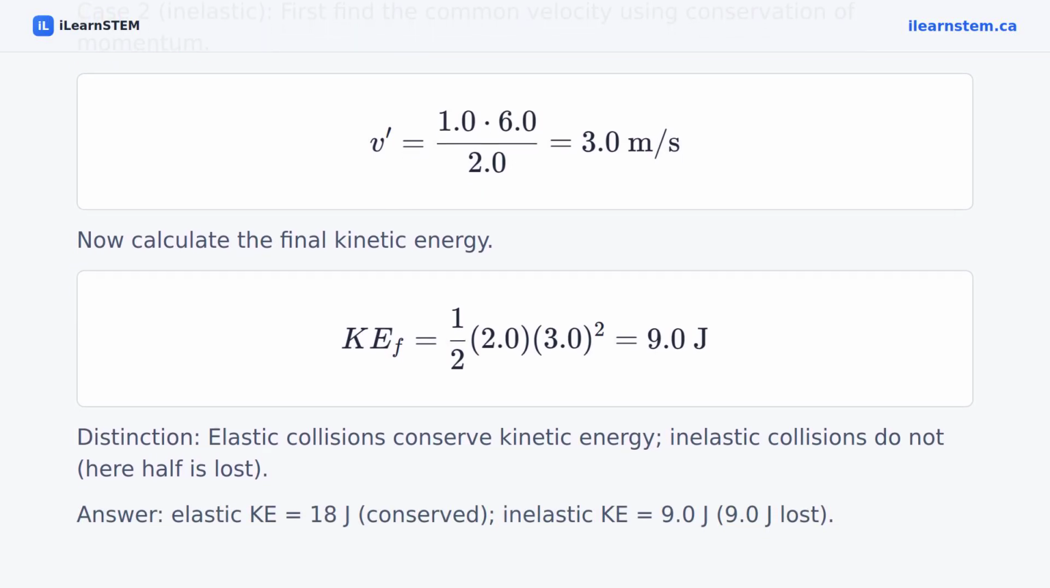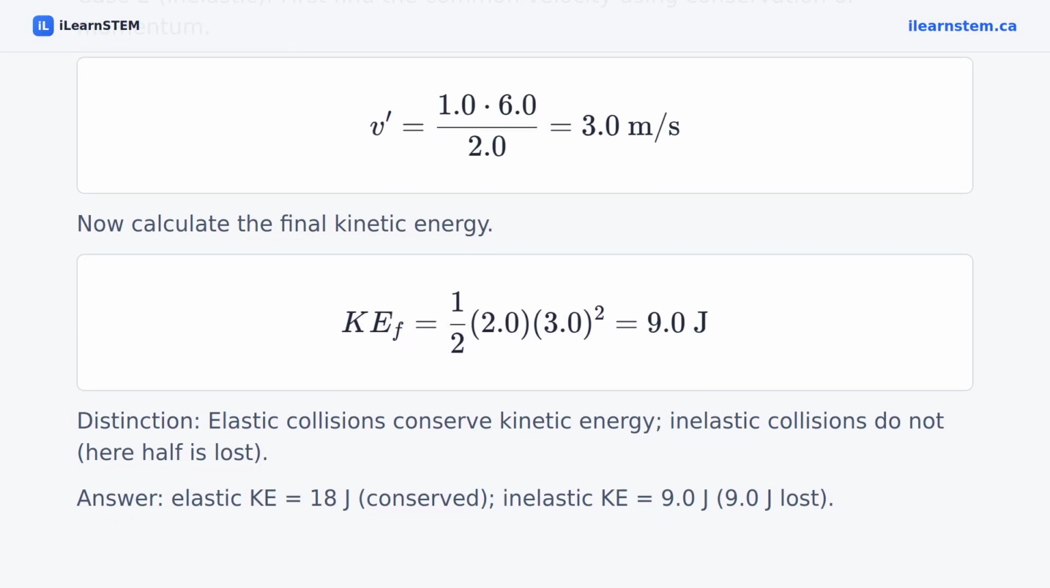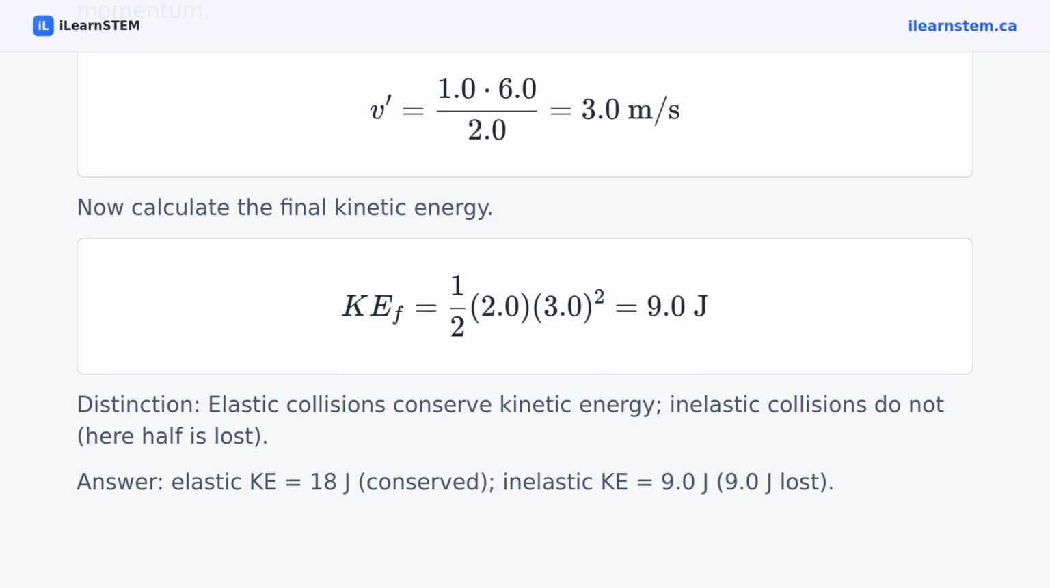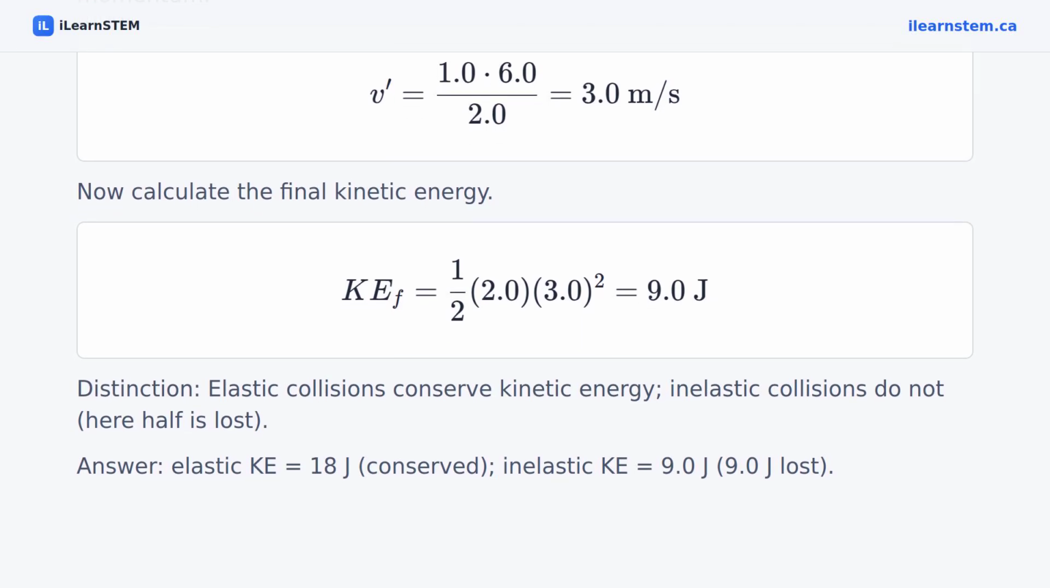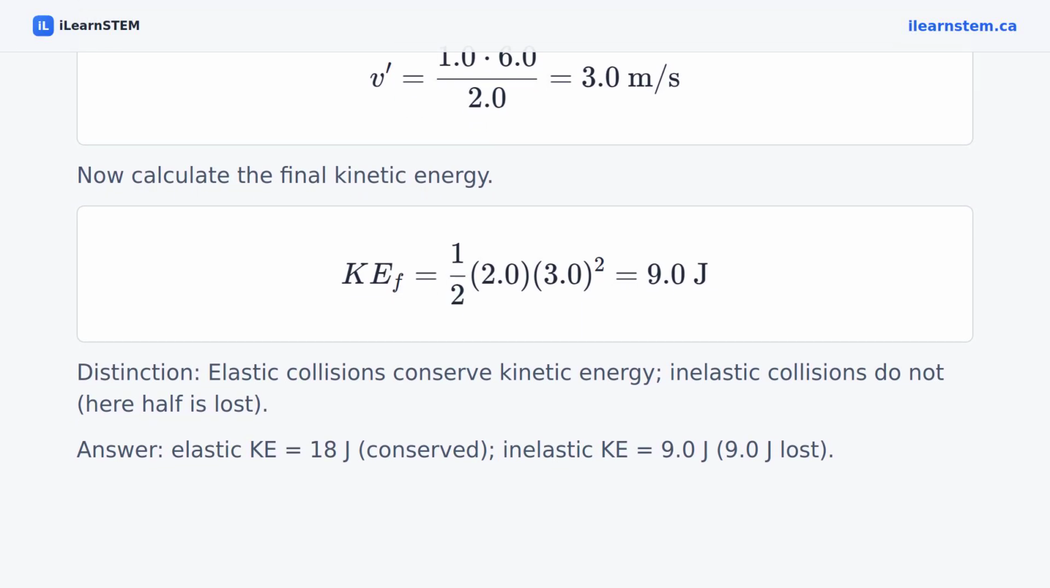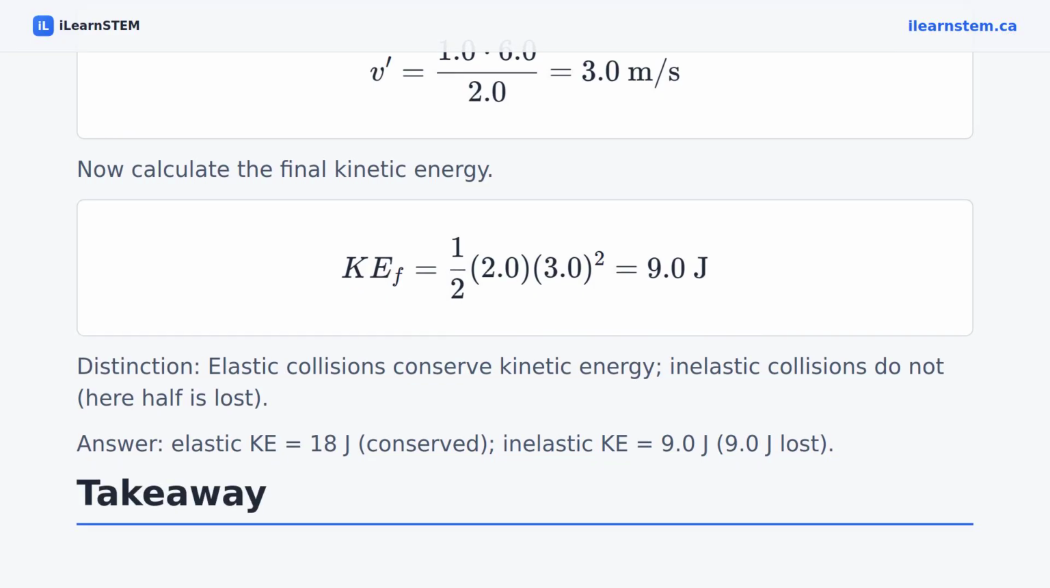The answer: elastic kinetic energy is 18 joules, conserved. Inelastic kinetic energy is 9.0 joules, with 9.0 joules lost. The key rule is that in an elastic collision, kinetic energy is conserved. In an inelastic collision, it is not.